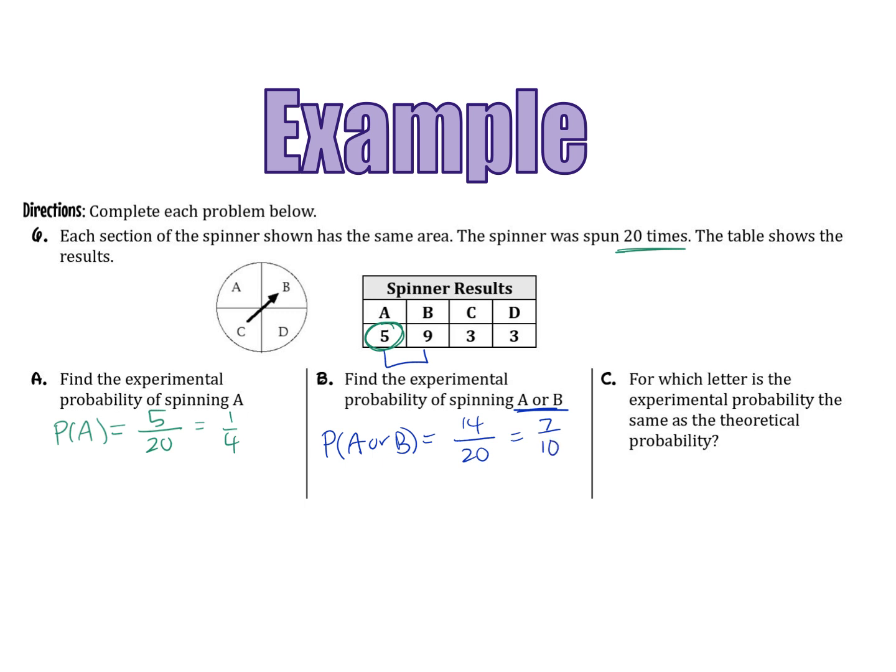Now, part C says, for which letter is the experimental probability the same as the theoretical probability? So if I didn't have this table here, if I just had the spinner and I said, tell me the probability of spinning an A or a B or a C or a D, that probability would be 1 out of 4 because they're taking up 1/4 of that space. So if we look back at part A, based on part A, the probability of A is the same theoretically and based on the data from this experiment.